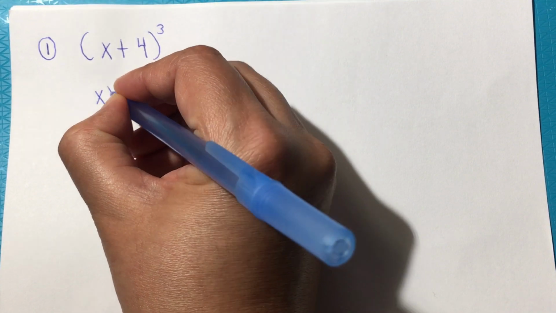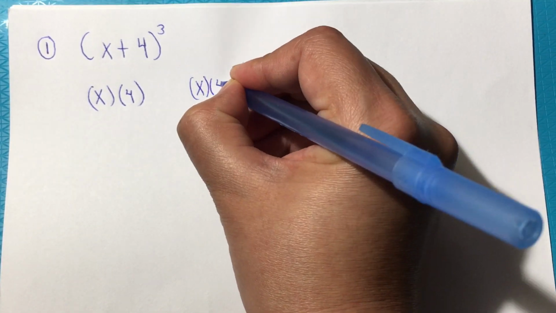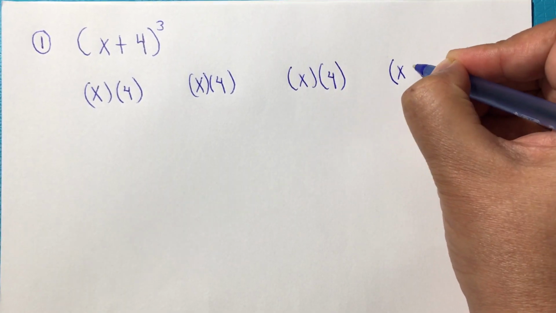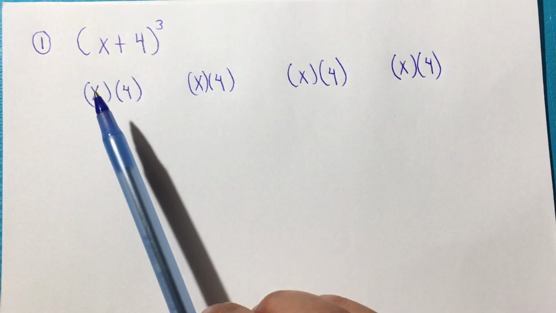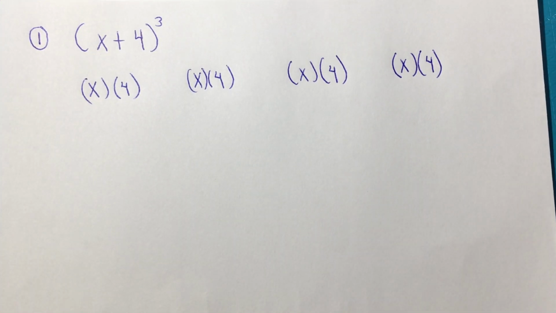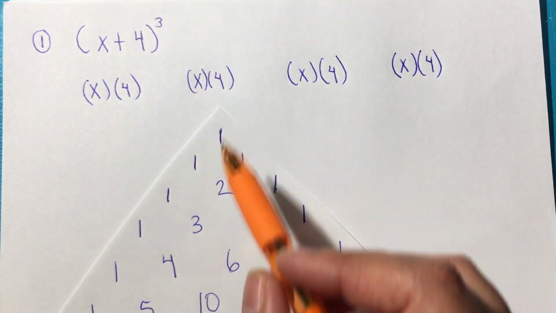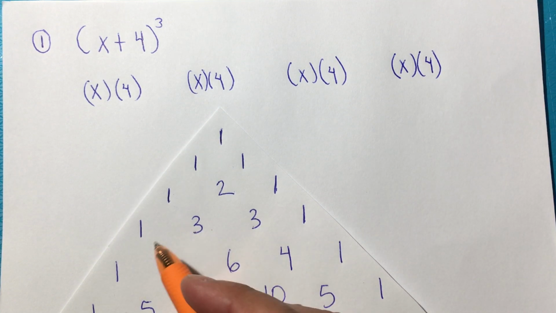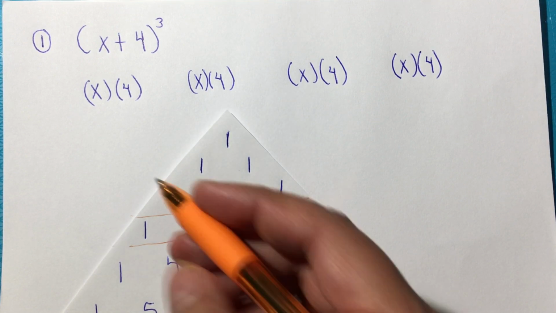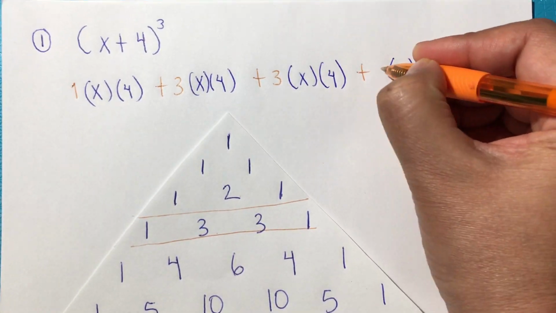And so we're going to put x times 4, x times 4, x times 4, and x times 4. The exponent is 3, but we need to write those 4 times, one more than what we have for the exponent. The other thing is that we're going to bring the Pascal triangle. We notice that the exponent is a 3. The second number that is a 3 is this lane right here. And so we're going to use this for the coefficient, 1, 3, 3, 1. So 1 plus 3 plus 3 plus 1.